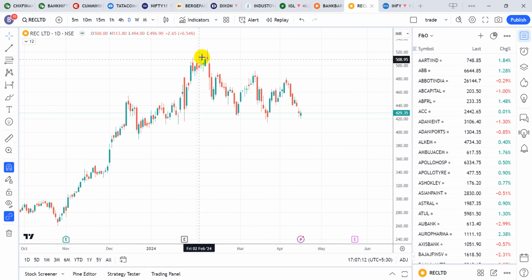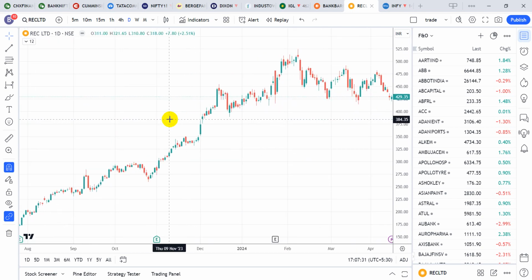These bottoms and tops are high energy figures. Either the big players have accumulated and are done with their accumulation, and then they shoot up the prices, or the big players have started the distribution here, and then they go for a big, quick fall in the market. I will take an example of REC. It can be applied on any stock per se.